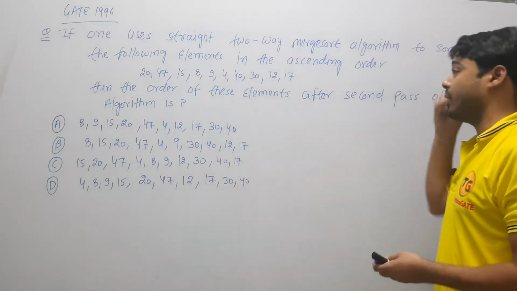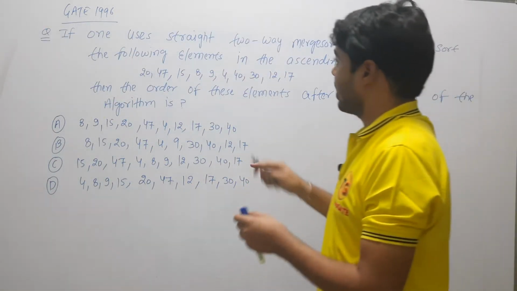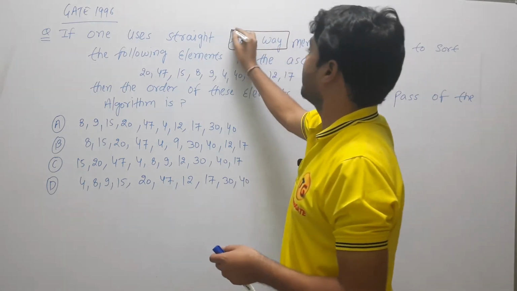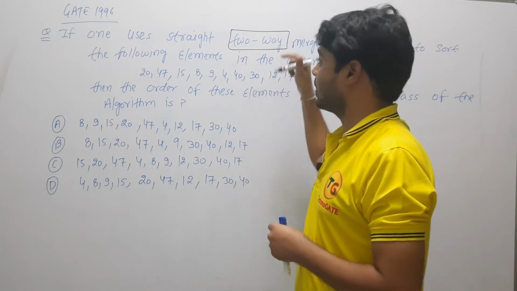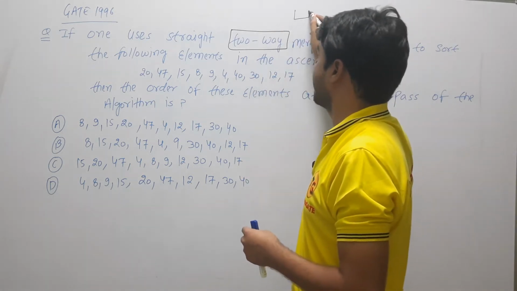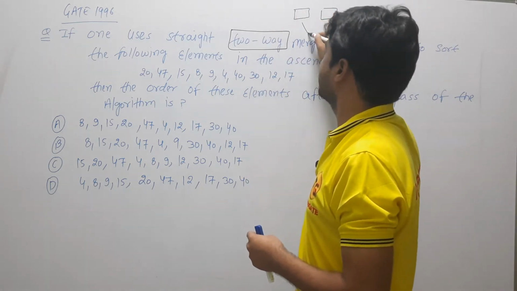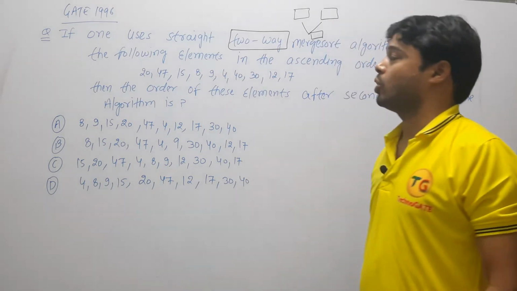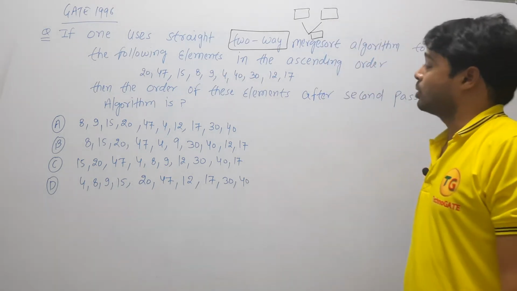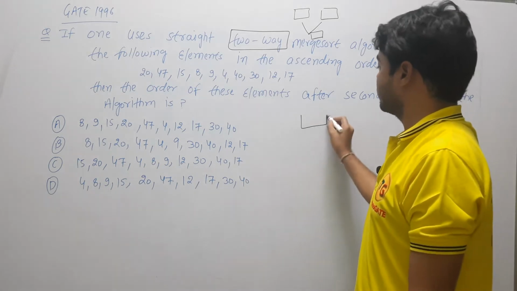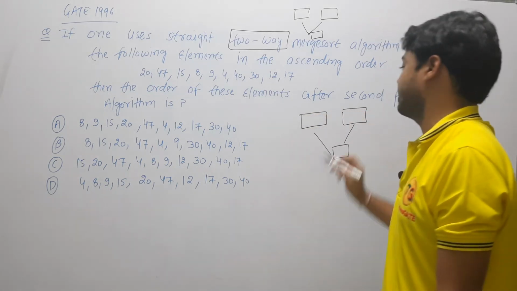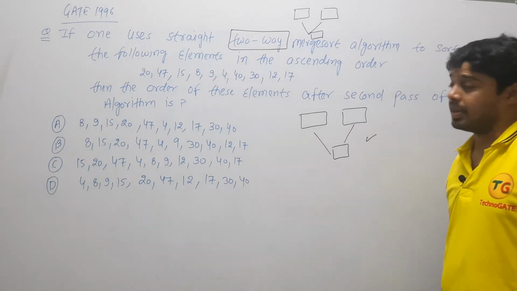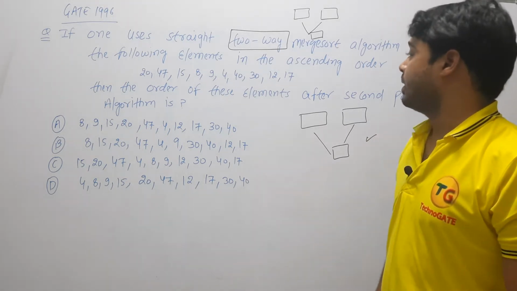So here is a two-way merge sort. Two-way means elements are merged in two ways, meaning two elements at a time. You remember, two-way means two elements. So suppose this is one element here, one element here, then this is two elements here. Two-way merge here. So merging in this way only, two elements merged at a time. Okay, so these are the elements here.